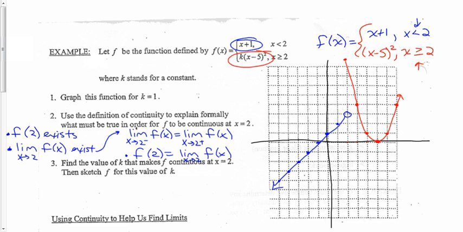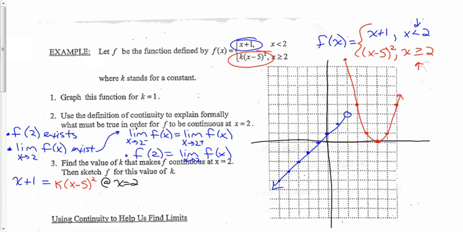But I don't want that to happen everywhere. I want those two things to be equal when x is equal to 2. So that's what I'm going to work on. I want x plus 1 to be equal to k times x minus 5 squared, and I want this to happen only at one spot, and that's at x is equal to 2. So I'm going to replace all my x's with 2's. That way I only have one variable.